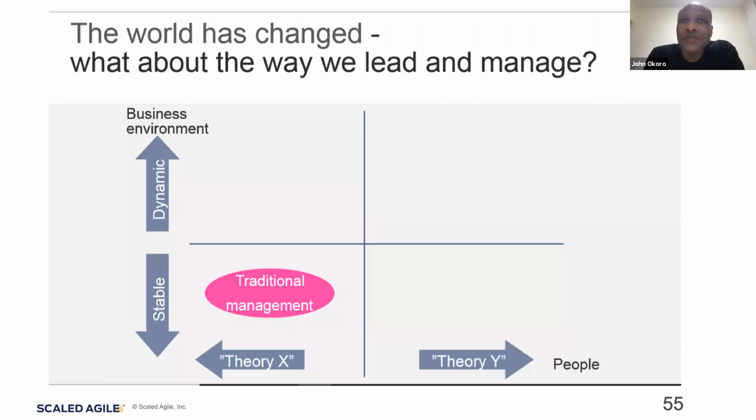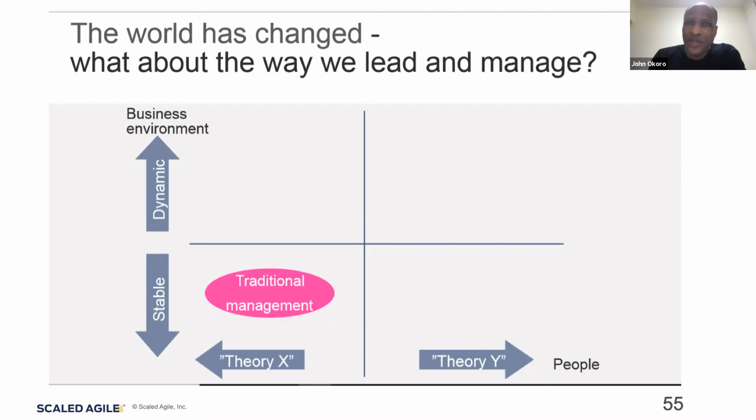So the world has changed. Traditional theory X. Anybody ever heard of theory X and theory Y management? Yes. Yep. McGregor. Go ahead. McGregor theory. Yeah. And what's the idea behind that? It's about management culture. Theory X says people are not very proactive. You need to push them, even punish them if you want them to work. And theory Y says, no, people are creative. If you give them the space they need to work, they will work and prove that they can do the job in an autonomous way.